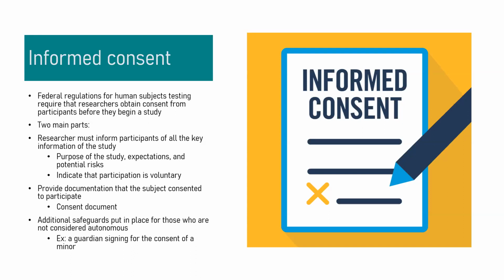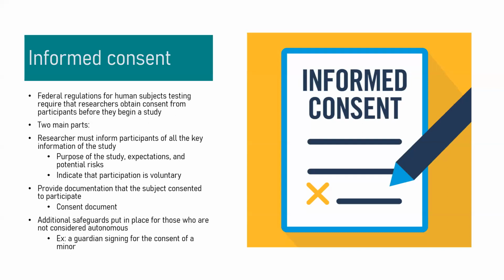The second part of informed consent that the IRB requires is that researchers then need to provide documentation that the participant did indeed consent to the study procedures and requirements. This is usually obtained in the form of a consent document signed by the participant.